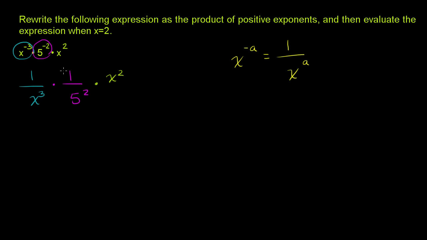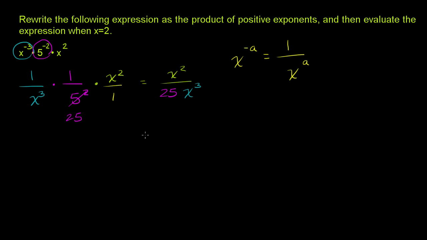In the numerator, we have 1 times x squared, which is just equal to x squared. In the denominator, we have x to the third times 5 squared. 5 squared is 25. And here you could say implicitly there is a 1. This is the same thing as x squared over 1. So in the denominator, we have 25 times x to the third. So this is going to be 25 times x to the third.